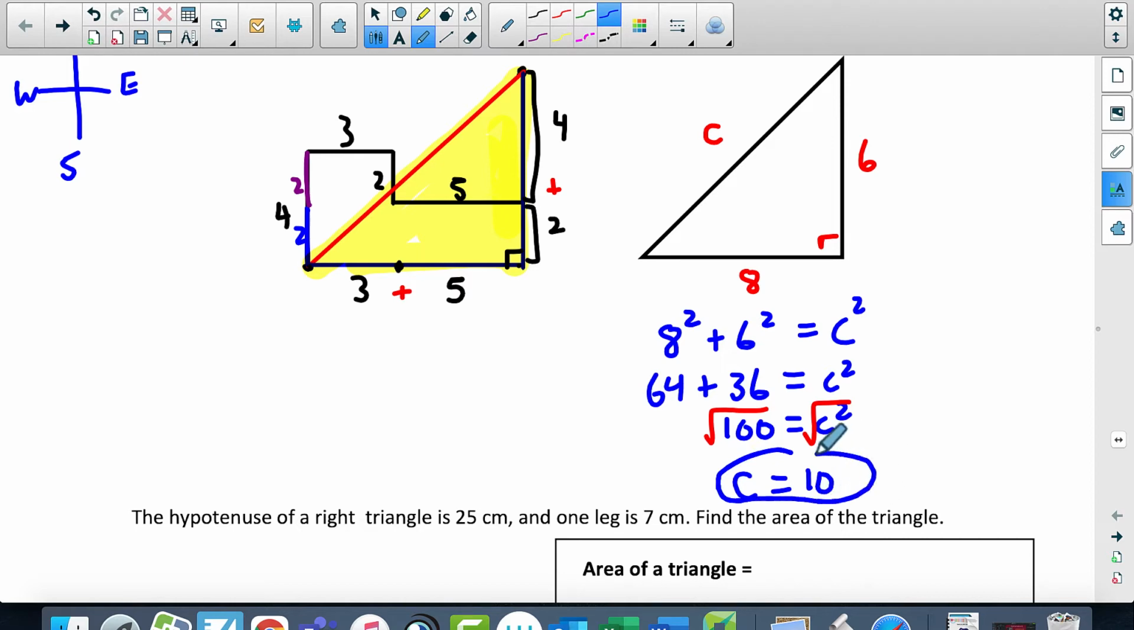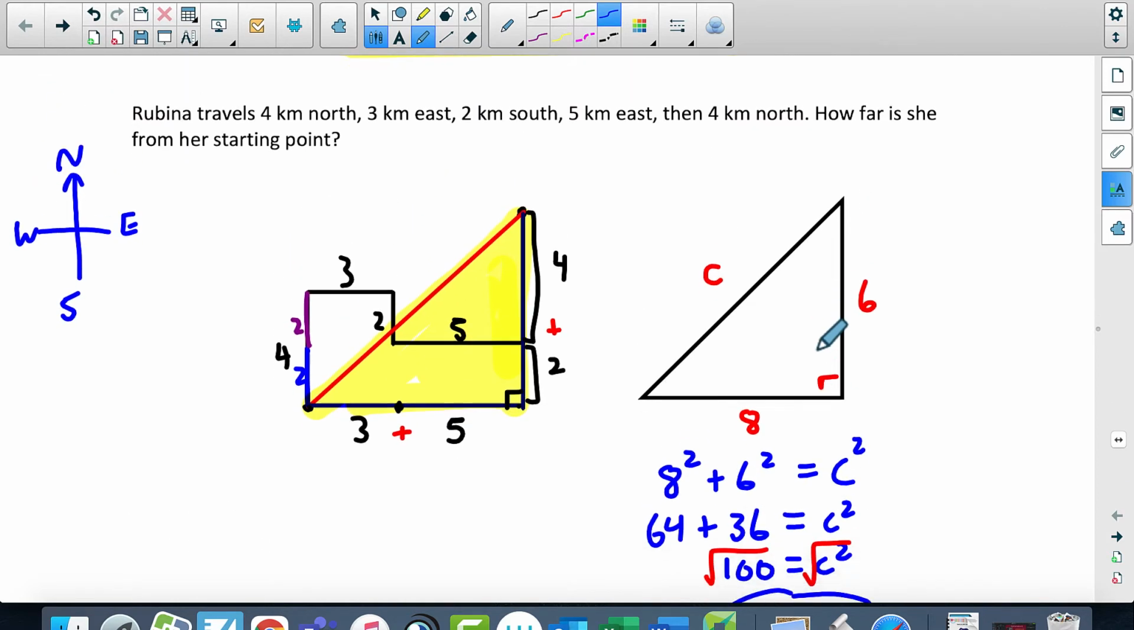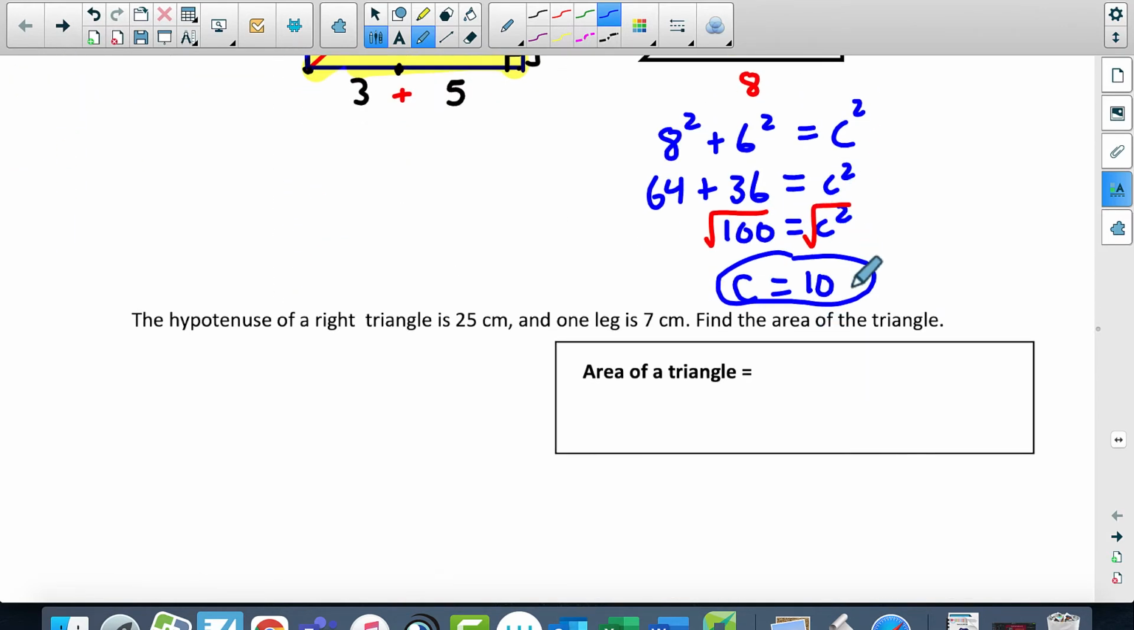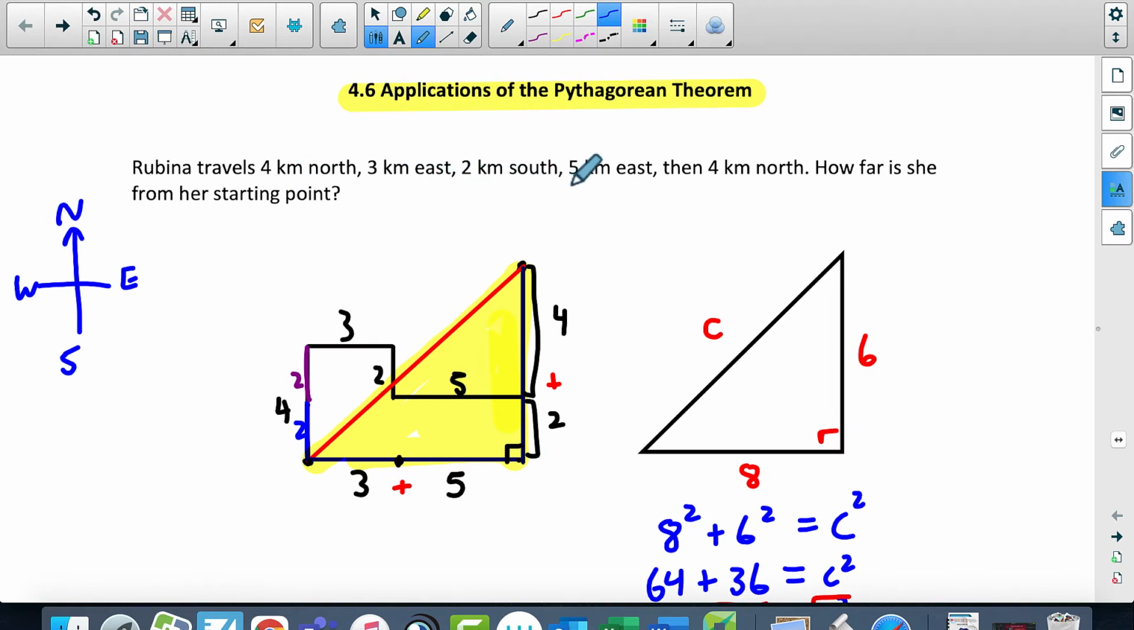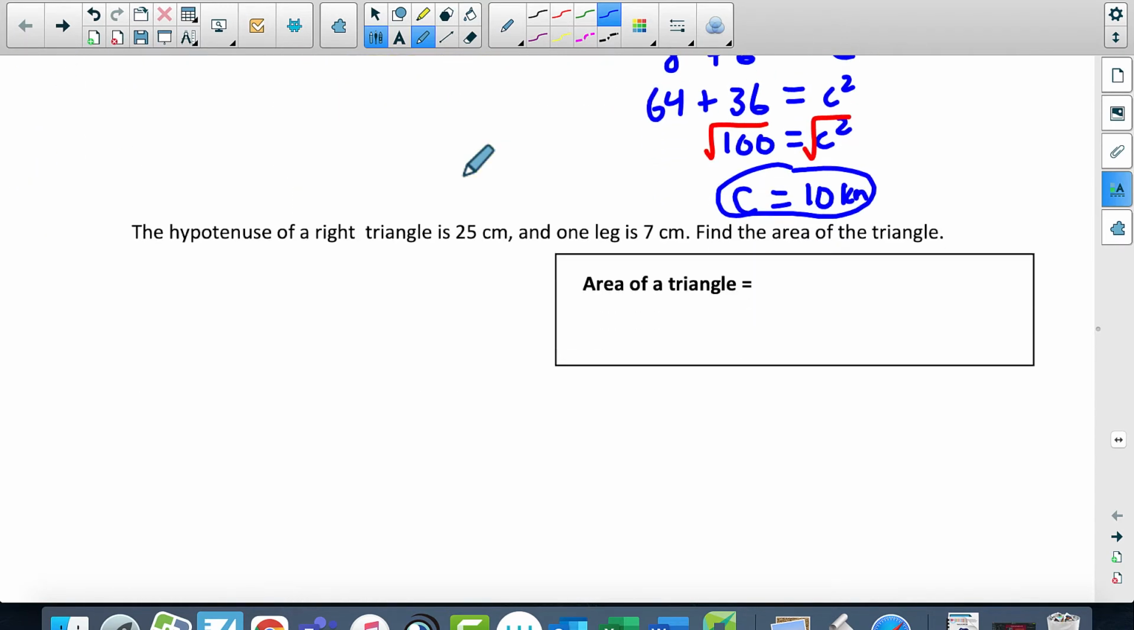10 what, centimeters or something? No, not centimeters. We're talking about someone walking. Kilometers. 10 kilometers. She is 10 kilometers away. Wow, it's a good walk. Good for her. Actually, she walked further than that, didn't she? She is that far away, but she walked 4, 7, 9, 14, 18 kilometers. Wow, what a fit person.